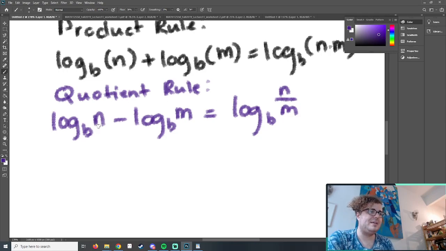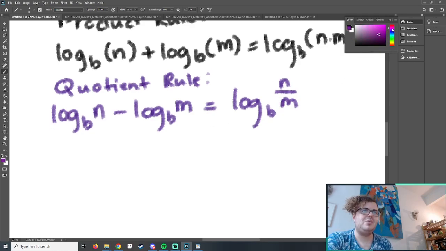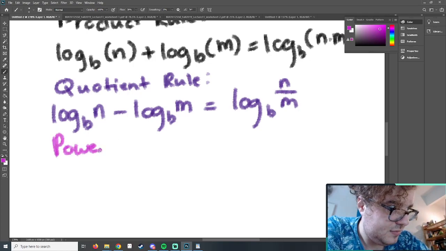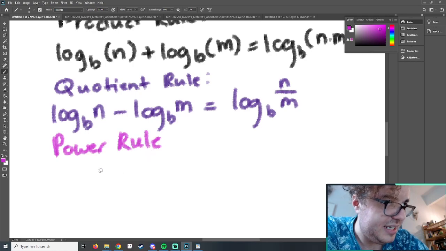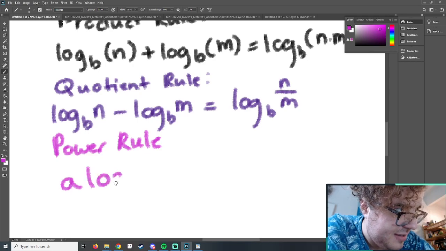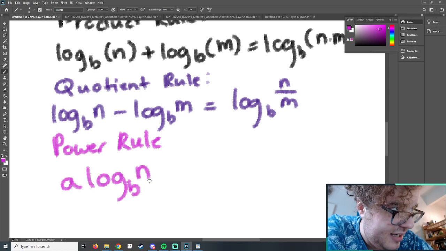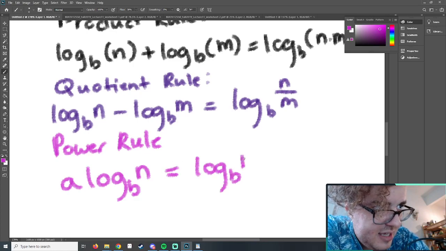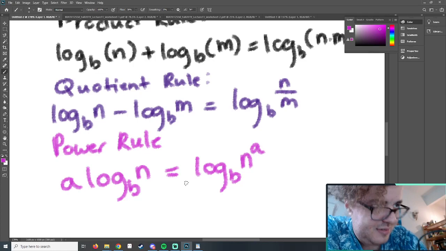So this is the quotient rule, which means the same thing. Again, notice that the one that's in front of the minus is the one that's on top in the division. The one that's behind the minus is the one that's on bottom in the division. That is important. And then finally, we have the power rule, which is a really neat one, which says that any number a times log base b of n is the same as log base b of n to the a power.